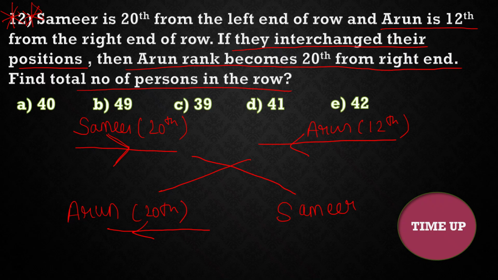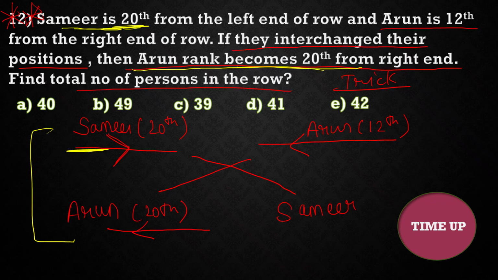So in this question, what is the trick here? The trick is that the first person's rank, whatever they have given, and after interchanging, the other person's last line, whatever they have given, you need to use to find out the total. Look at this picture. Samir's first rank they have given, correct? And after interchanging their positions, Arun is here and Arun's position is given. So that you need to take and solve.